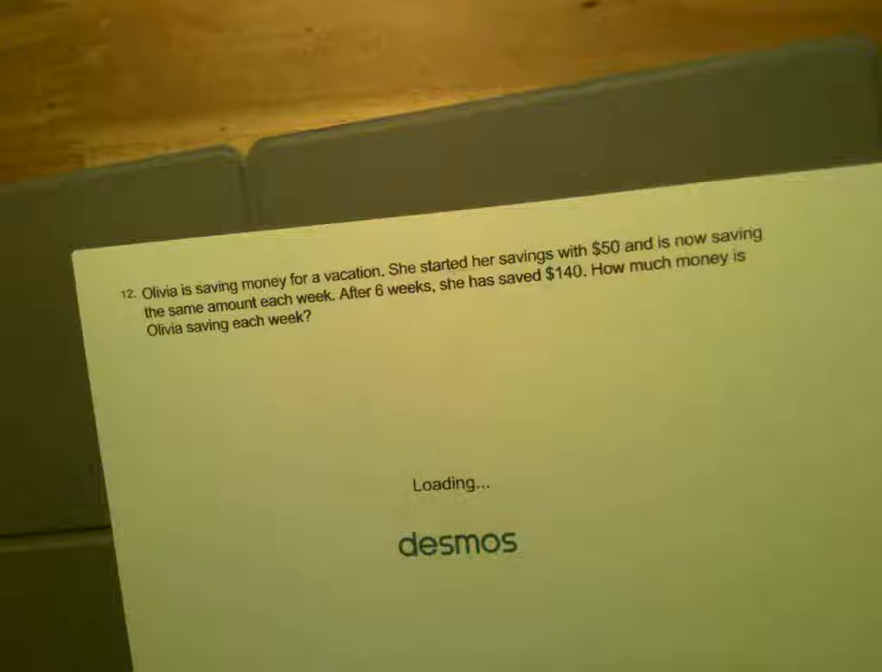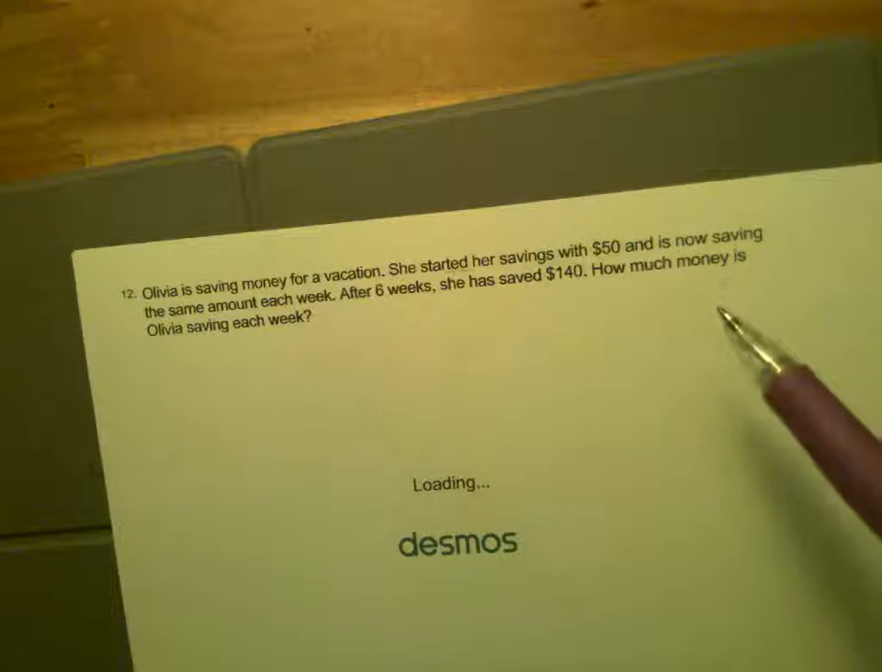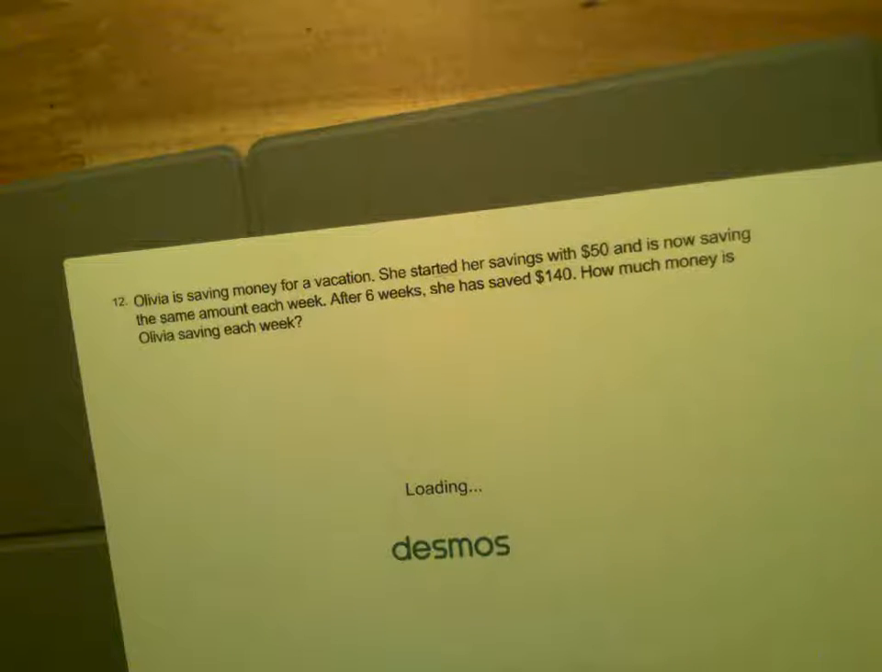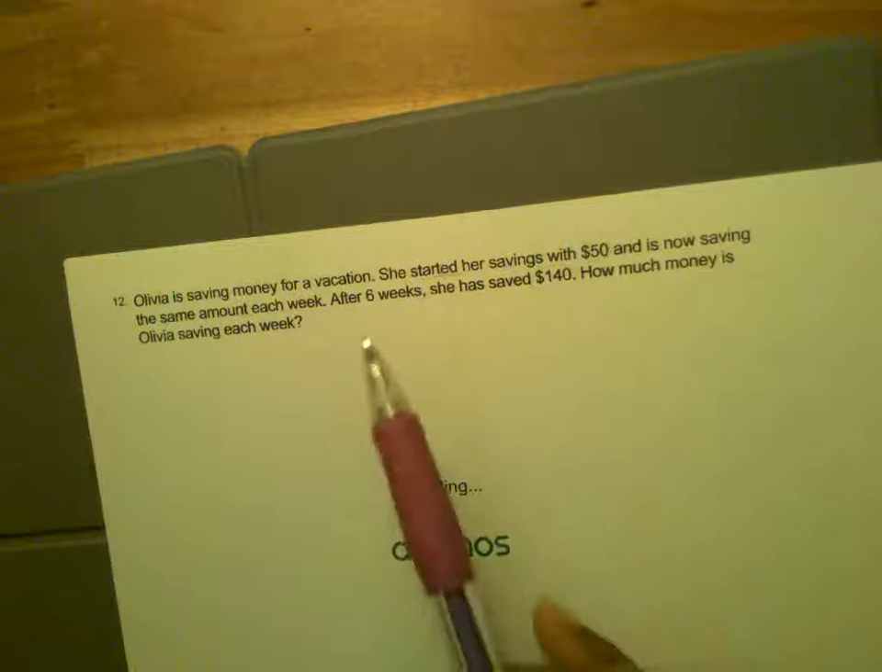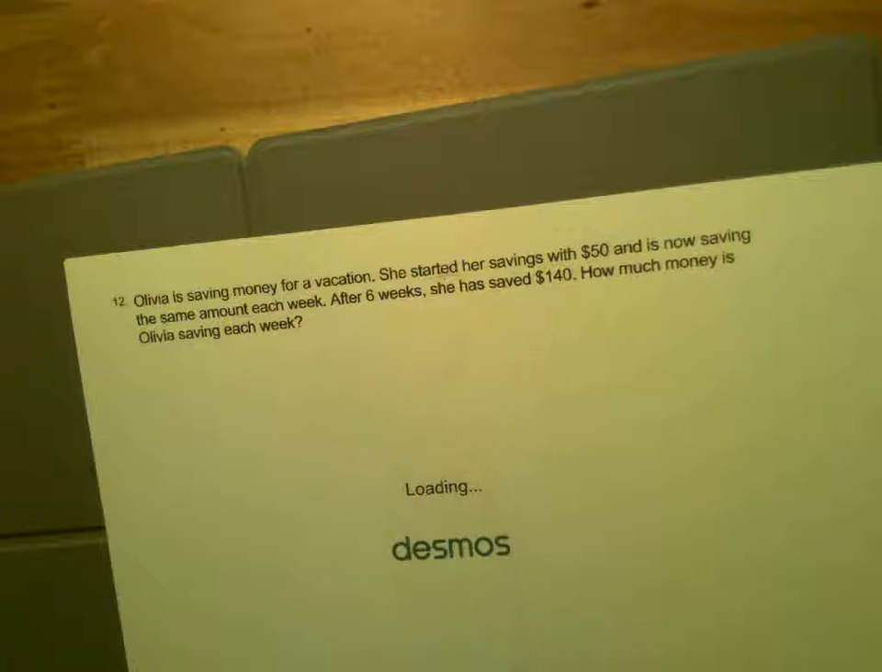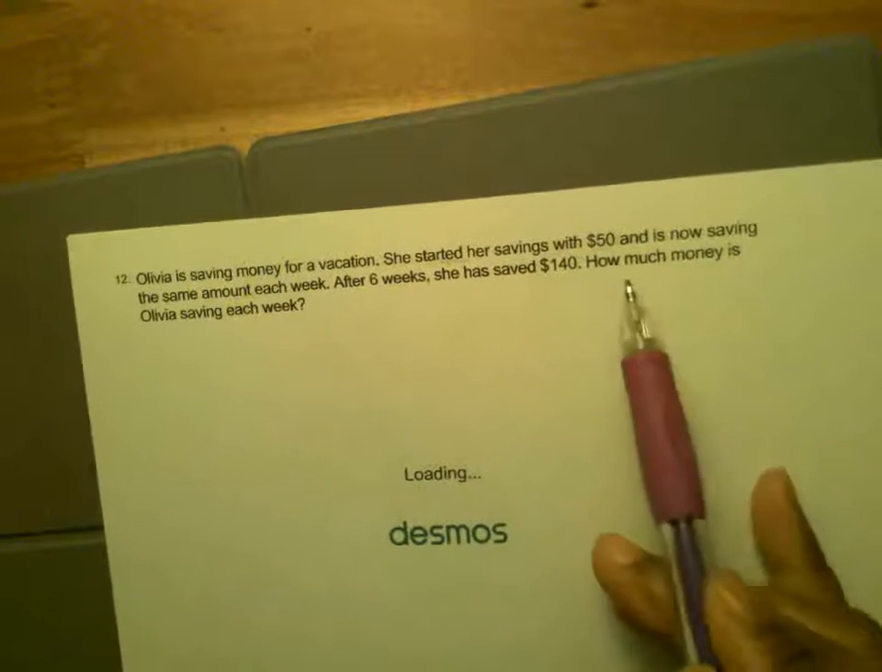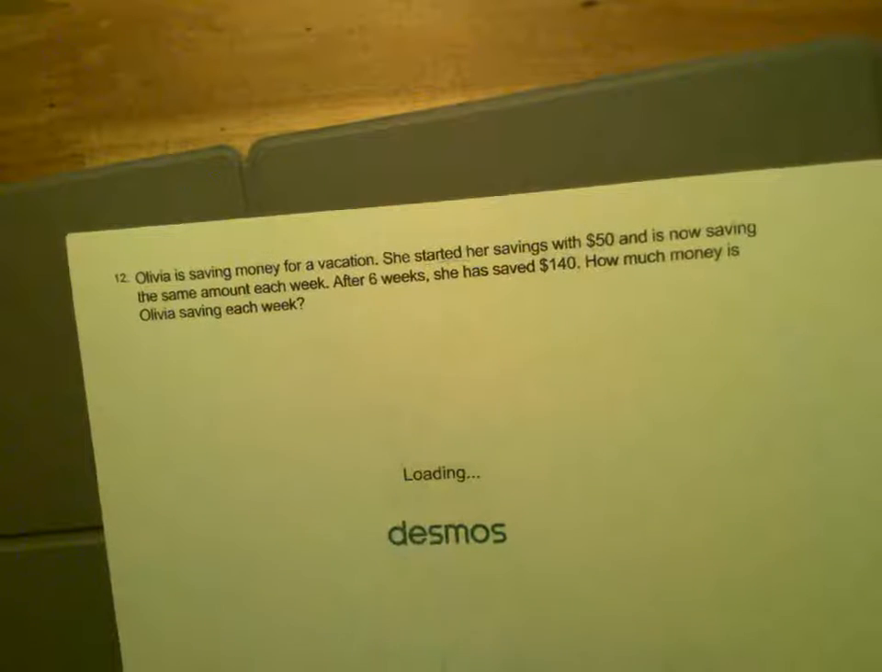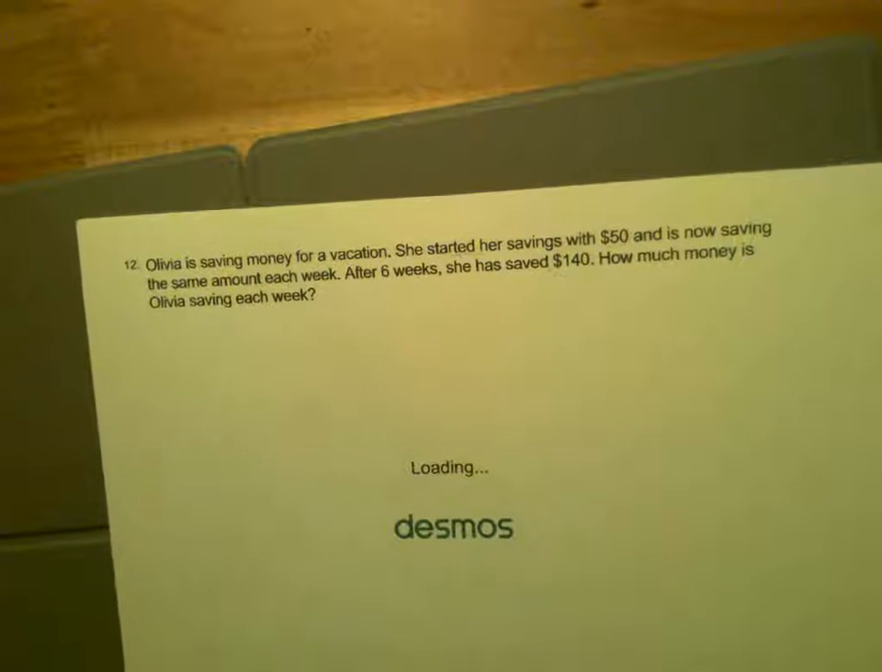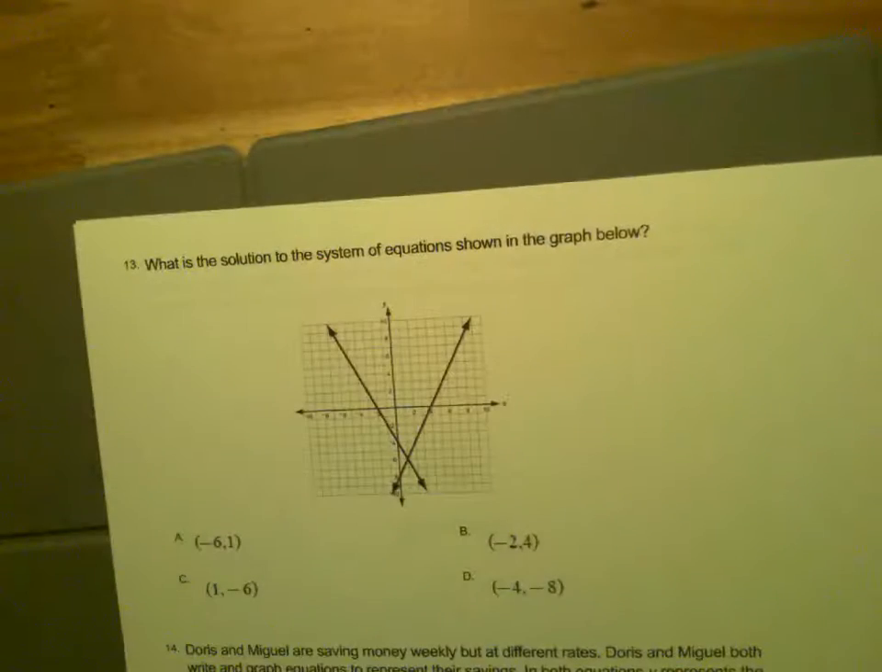So you're trying to figure out what the slope is. They give you the starting amount and they give you a point. So now you can graph the point that they give you, the number of weeks, how much is saved, and then figure out what the slope is, okay? Which is how much money Olivia saved each week. That's the slope. They're asking for the slope. These are your answer choices here.